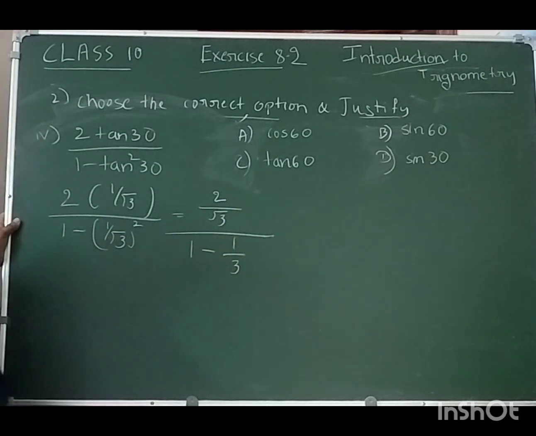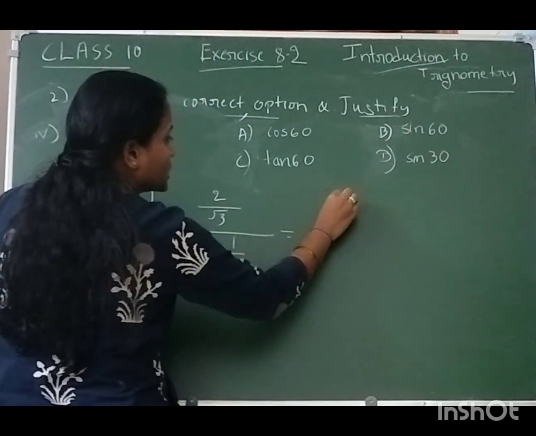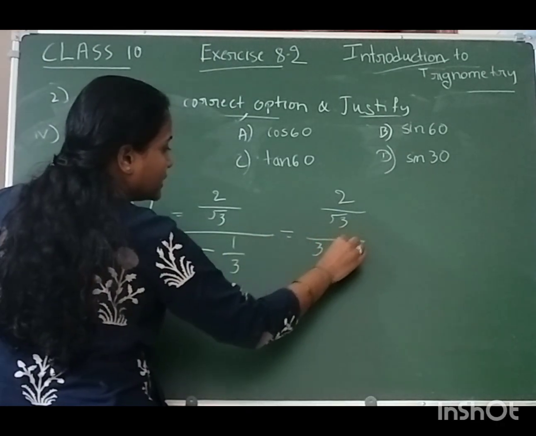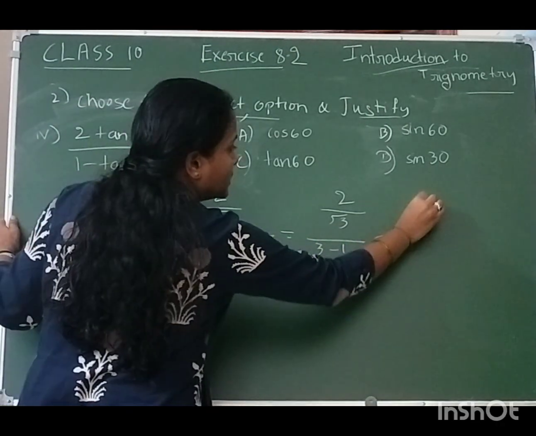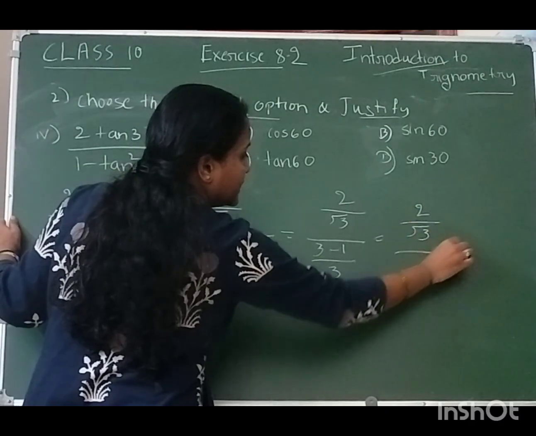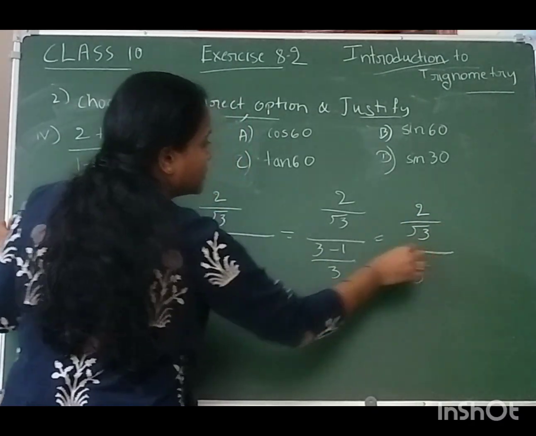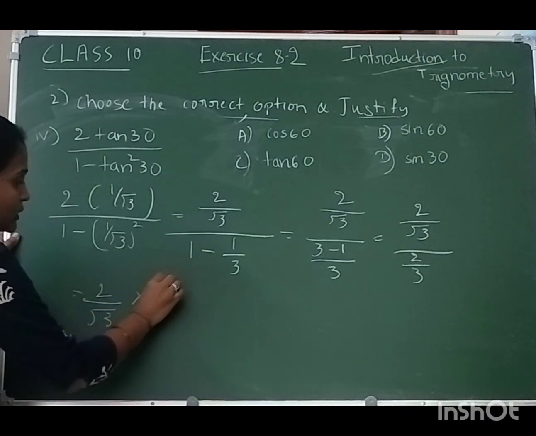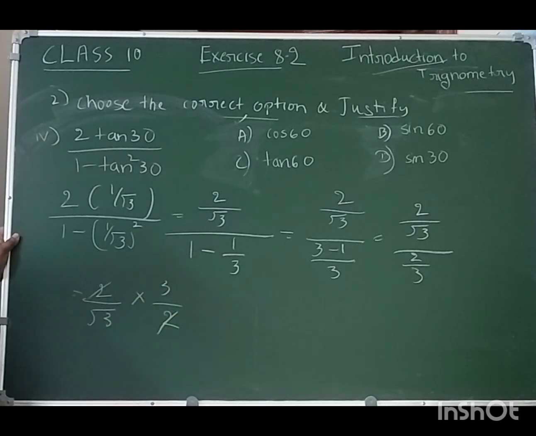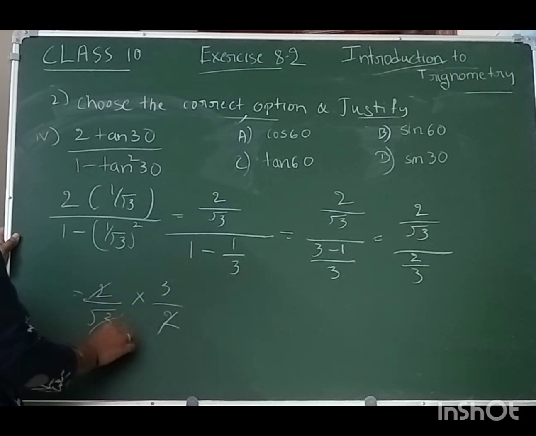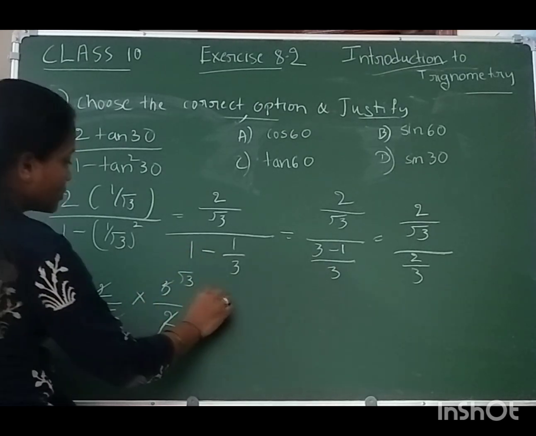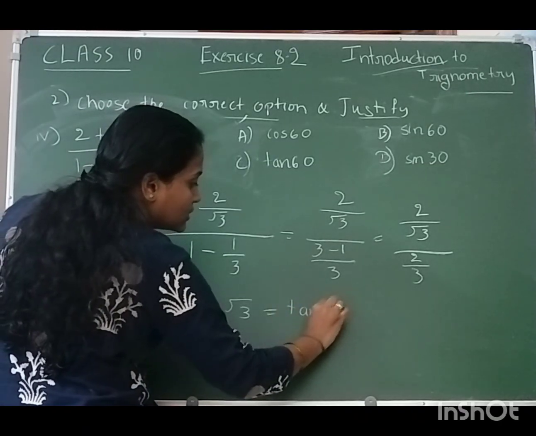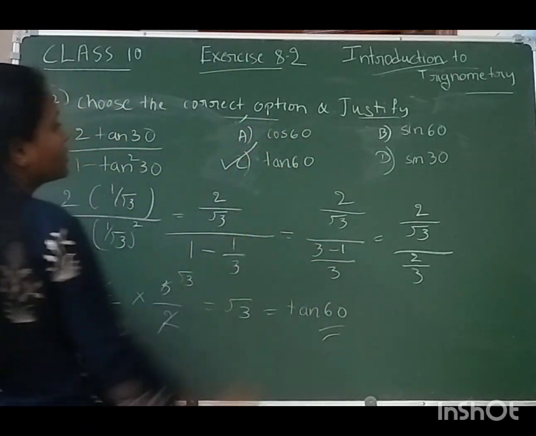minus 1 by 3. So we have to take the LCM in the denominator by keeping the numerator as it is. So it will become 3 minus 1 divided by 3. So that is nothing but 2 by root 3 divided by 2 by 3. So on rearranging we'll get 2 by root 3 into 3 by 2. So 2 2s will get cancelled and root 3 3s is 3. So answer will be root 3. So we know that root 3 is the value for tan 60. So from the given options, option C is the right answer.